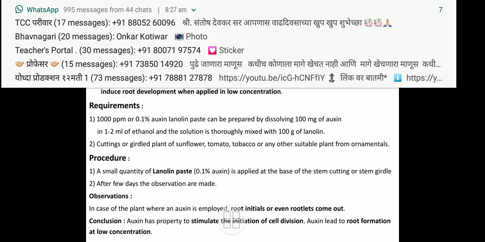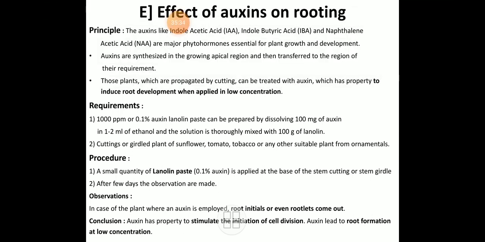Now, how does root initiation, root development take place? Actually, the formation of new cells takes place through cell division. So here auxin plays an important role in accelerating the rate of cell division, and that leads to root formation, isn't it, at low concentration.